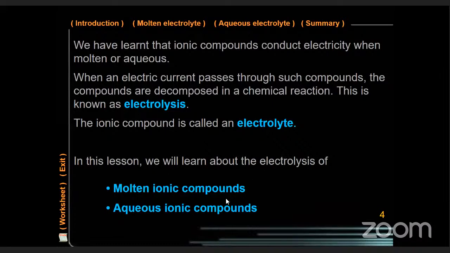And as we said, there are two types of electrolytes. You have molten ionic compounds, melted, or ionic compounds dissolved in solution. All right, aqueous ionic compounds.